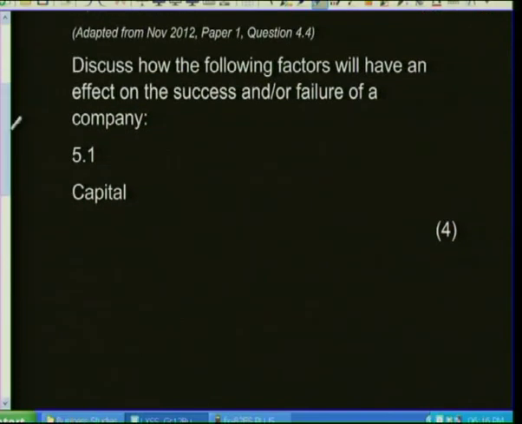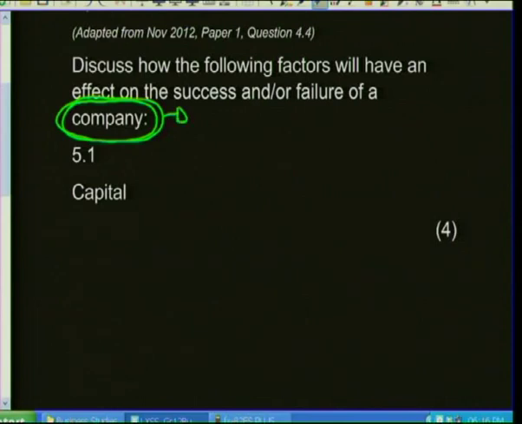I say, discuss how the following factors will have an effect on the success and or failure of a company. Look at that. That is very important, grade 12s. I am asking you to talk about a company. Now, I would make a little note here for myself. Remember that a company can either be a public company or it can be a private company. In other words, we can talk about both of those because they didn't specify. They didn't say to me, discuss a public company or specifically a private company. They are just saying, discuss in terms of companies.